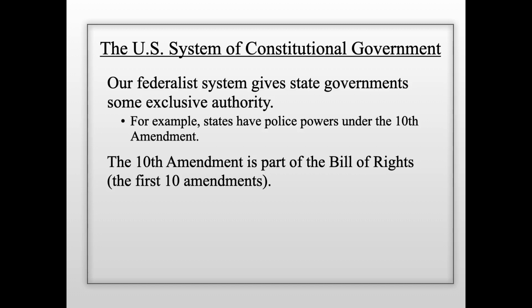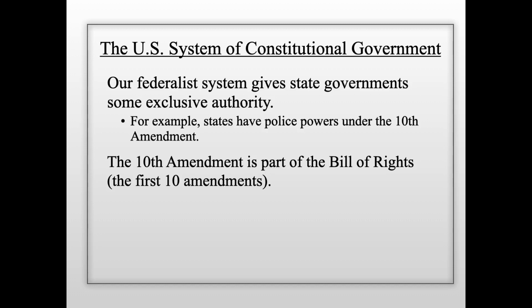For example, the right to free speech, the right to assembly, the right to freedom of religion, the right to freedom of the press. And also, the Bill of Rights spends a lot of time discussing the rights that we have if we are accused of committing a crime.